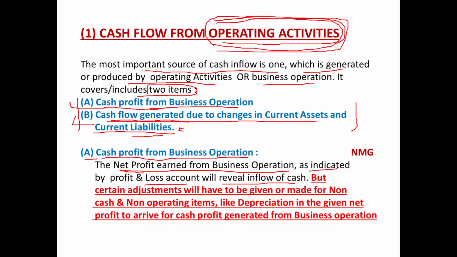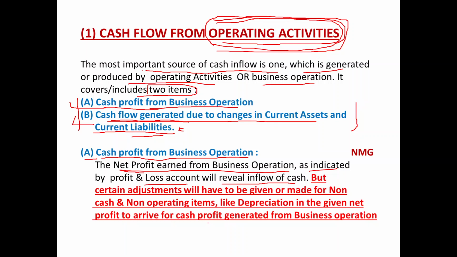Some items like depreciation would have been recorded in the profit and loss account by the company. And you know the nature of depreciation. It is a non-cash item. By debiting it to the profit and loss account, the company would have reduced the net profit of the year, but the amount of depreciation would not have been paid to anyone. ये पैसे तो बिजनेस में ही रहते हैं, and that is why net profit is equal to cash profit is not going to happen.